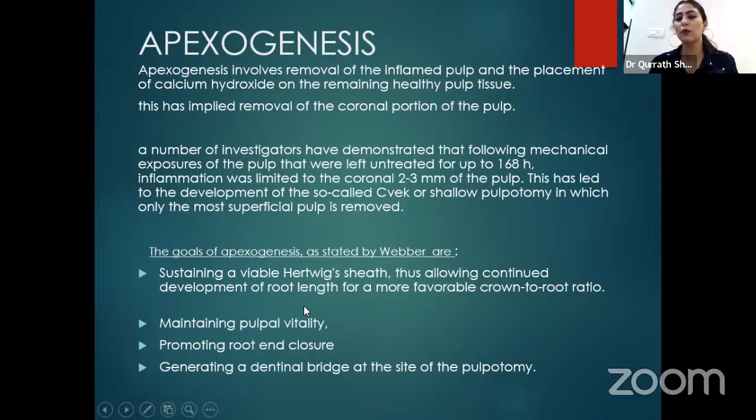So what are the most important goals of your apexogenesis? What are you trying to do? Why are you trying to do this? Like I said, you need to maintain the vascularity of your pulp tissue by sustaining a viable Hertwig's epithelial root sheath so that there is continued development of your root, so that you achieve the proper crown to root ratio. Like I said, you have to maintain the pulp vitality. Then you have to promote your root to completely close. Then you have to make sure a dentinal bridge is formed at the site of your pulpotomy. So these are the things you have to aim at.